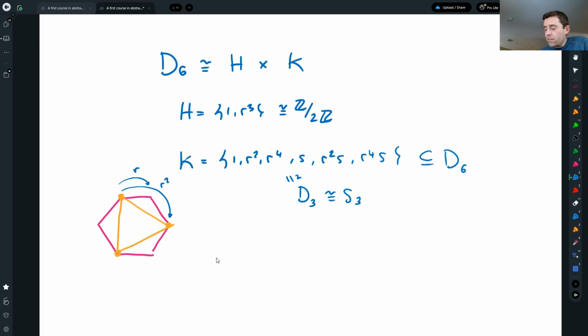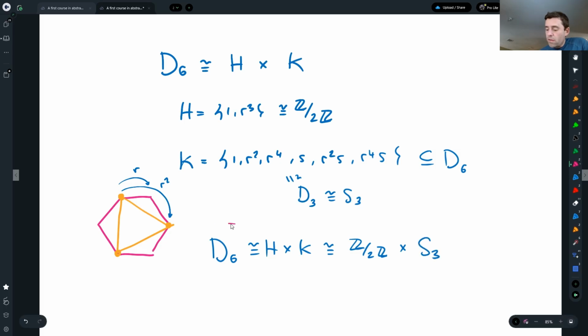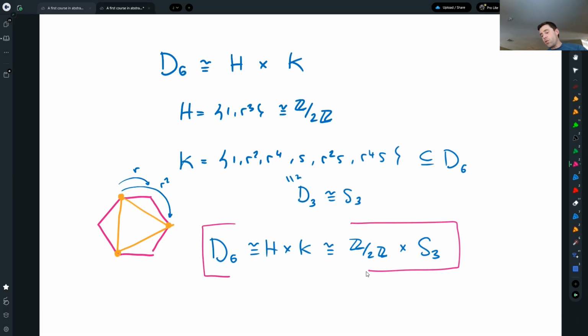So what we get at the end of the day is that D6 is isomorphic to H cross K, but H itself is isomorphic to Z modulo 2, and K itself is isomorphic to S3. And that is an isomorphism of D6 and Z modulo 2 cross S3, which is one of the isomorphisms that I talked about at the beginning of this lecture.